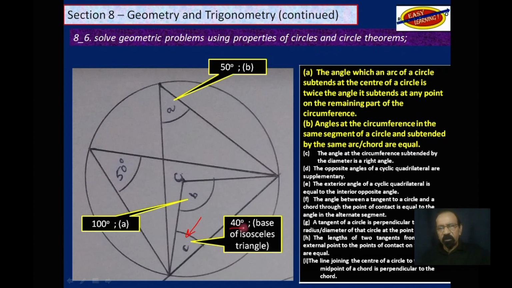It is 40 degrees. How do we know? It is at the base of an isosceles triangle. Notice if that is a radius and this is a radius and this is a chord, then that triangle is an isosceles triangle because the radii are the same. And if that is 100, then these two angles here together would be 80. Divide 80 by 2 and you get 40.